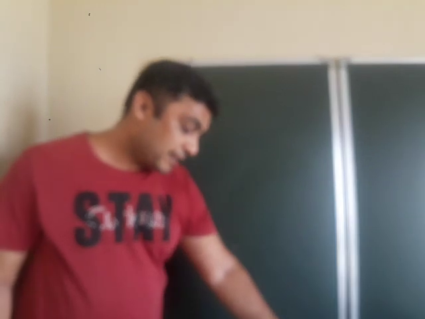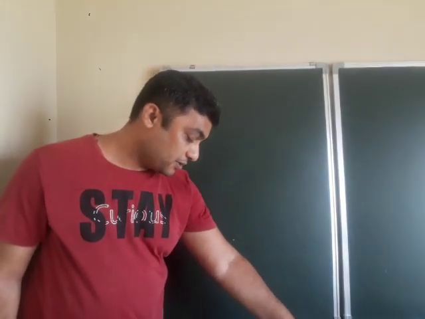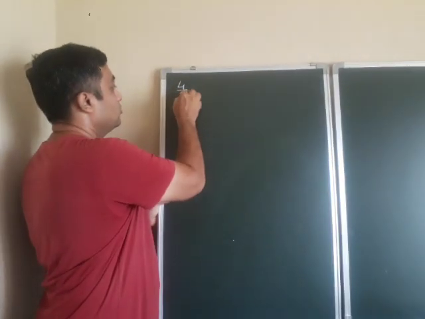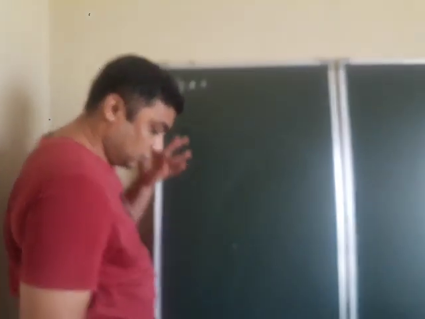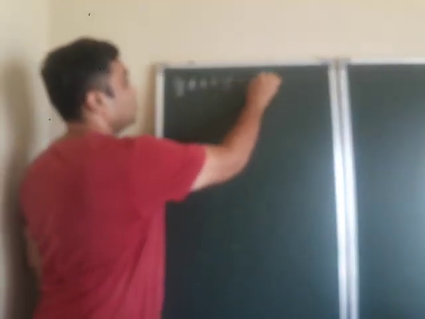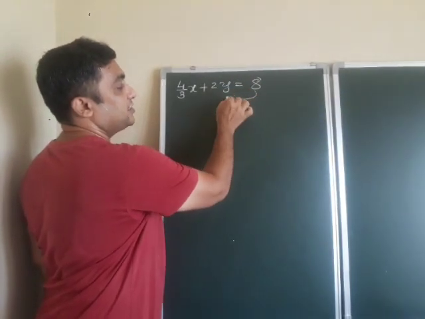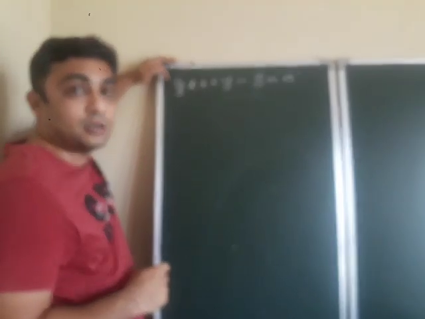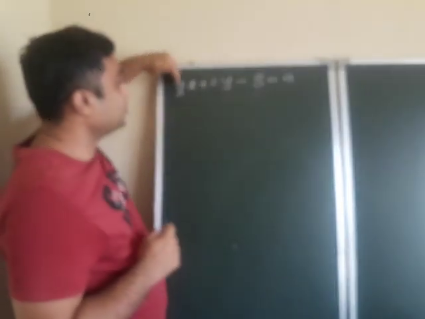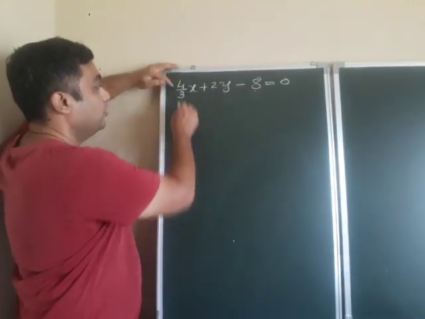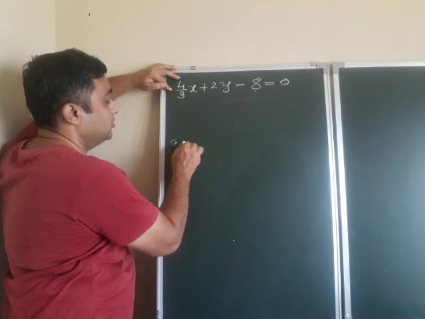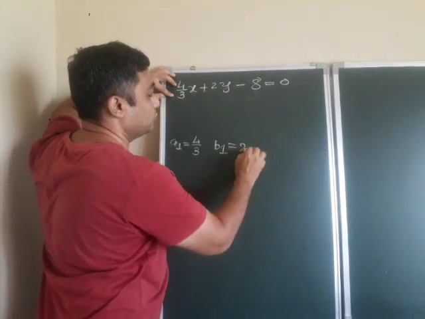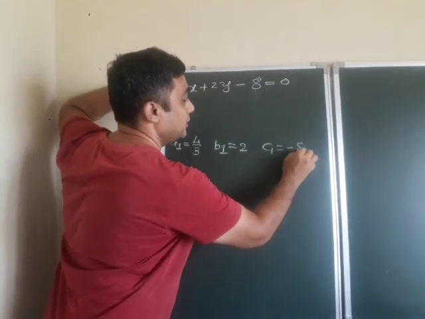One example is left. Exercise 3.2, Example number 3, Question number 5. 4 by 3x plus 2y is equal to 8. Fine. I just take plus 8 to this side, so it becomes minus 8 is equal to 0. Fine. If I find the coefficients by comparison with the standard equation a1x plus b1y plus c1 is equal to 0, then the coefficients here are a1 is equal to 4 by 3, right? b1 is equal to 2 and c1 is equal to minus 8.